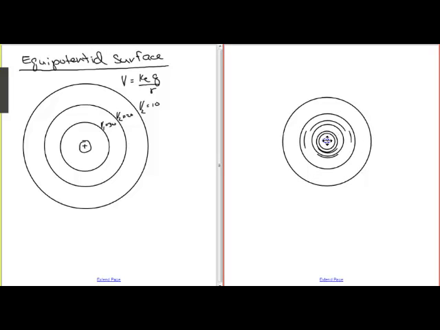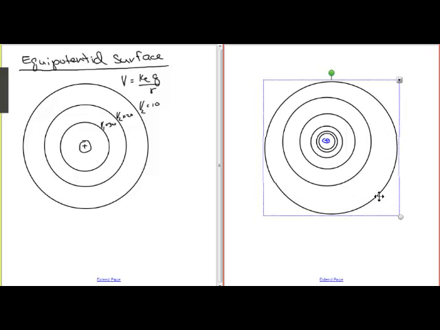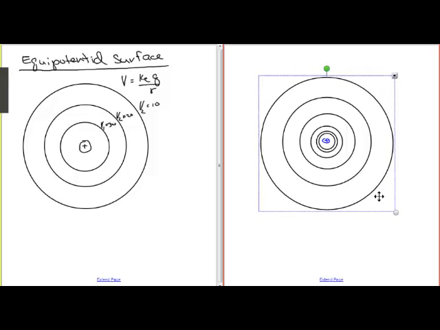So the distance between the circles gives you an idea of the rate of change of the voltage with respect to the distance. So this is saying the voltage is increasing more rapidly here than it is further away. So these actually should be even bigger. Probably should get away even farther like that. Okay, so they're spreading out.